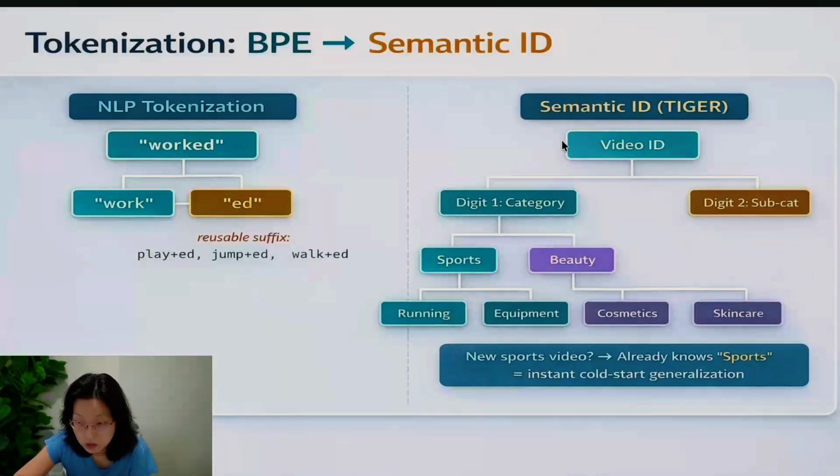Similarly, in recommendation systems, instead of representing each video as an ID, we can break down the ID into smaller, more granular pieces that carry hierarchical and semantic meanings. For example, one video ID can be broken down into a two-digit semantic ID, and we can use the first digit to represent a higher-level, broader category, such as sports and beauty, and the second digit to represent more granular categories. For example, within sports, we can break down into running, equipment, etc. Similarly, this is supposed to help cold start and model generalization.